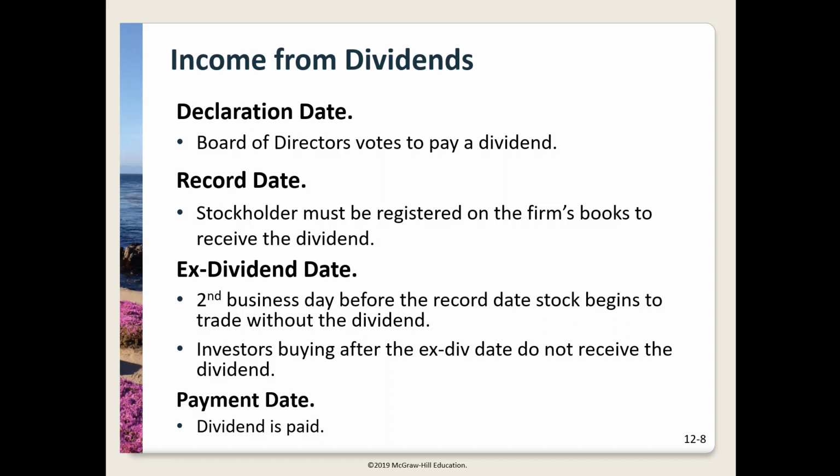Four dates of importance: the declaration date, the date the board votes for the dividend; the record date, the date the stock's record books close, so you have to be the owner of record on this date to receive the dividend; the ex-dividend date, it's the second business day before the record date. On this date, the stock starts trading without the dividend. And the payment date, of course, is the day the payment is actually made.